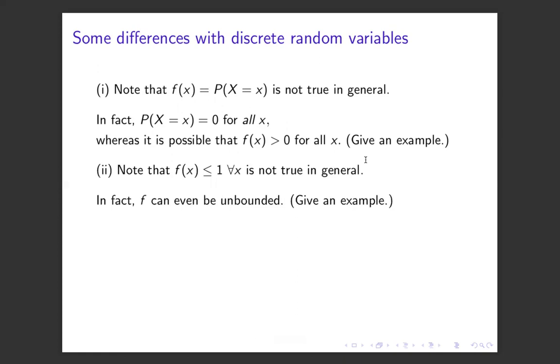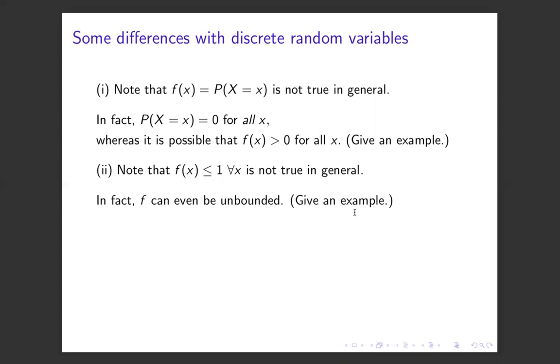And another way it differs from the discrete random variables is that if you have a probability mass function, that is, in the case of a discrete random variable, that is always dominated by 1. Because for any x, f of x is the probability that the random variable takes that particular value. Since probability has to be less than or equal to 1, that happens. However, in the case of continuous random variables, that is not true in general. In fact, the probability density function can even be unbounded.